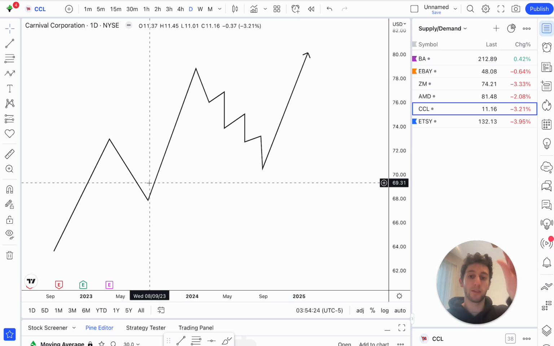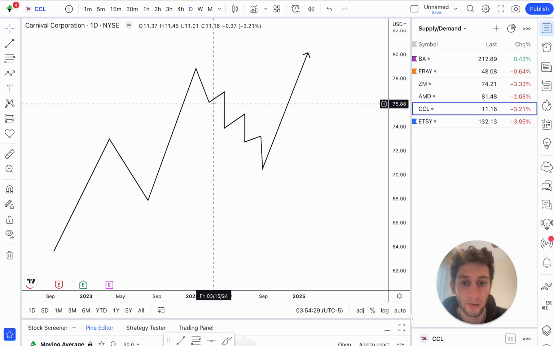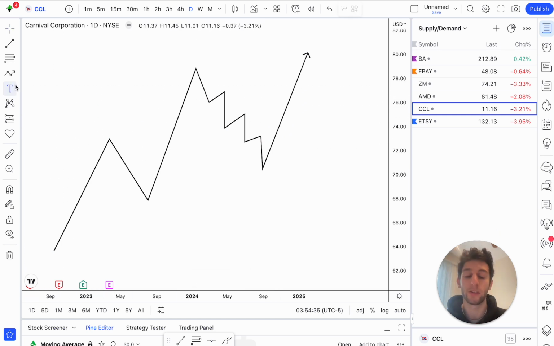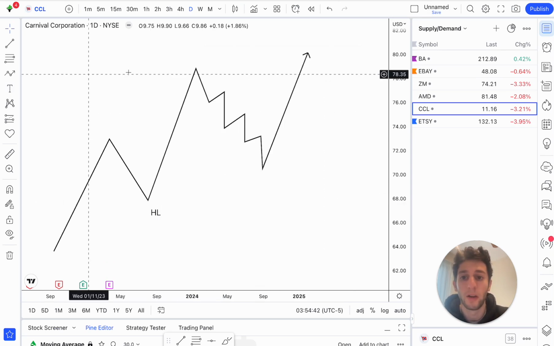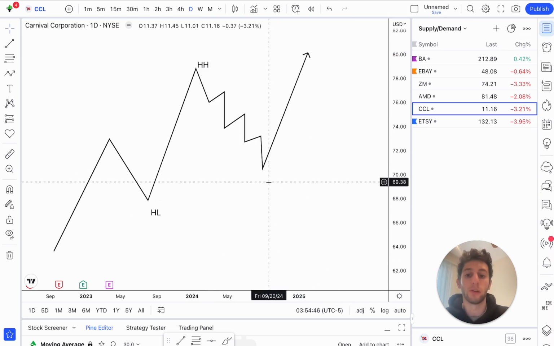Right, so within each downtrend of the higher time frame uptrend, we see a miniature downtrend, right? So here we have, again, lower highs, lower lows, lower highs, lower lows, lower highs, lower lows. However, this is in a higher time frame uptrend, right? So here would be our higher low, here would be our higher high, and then this would be our higher low again as well.